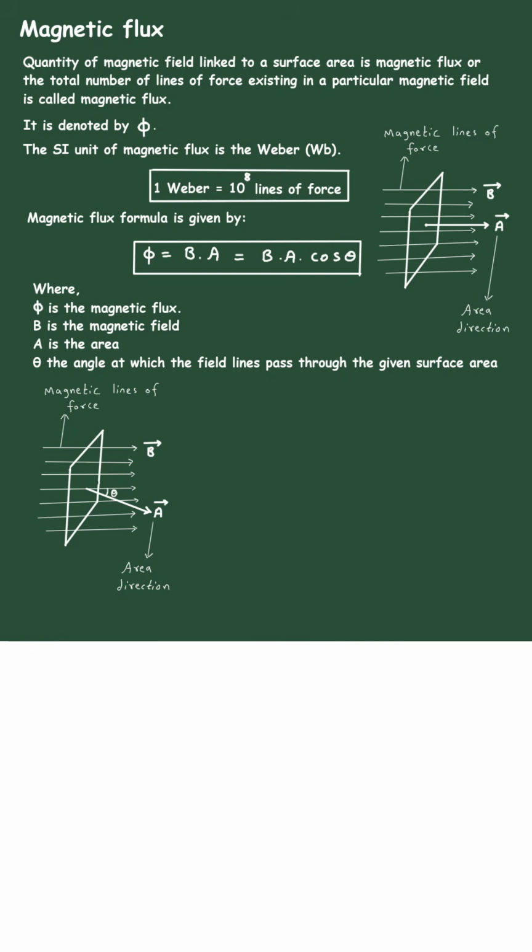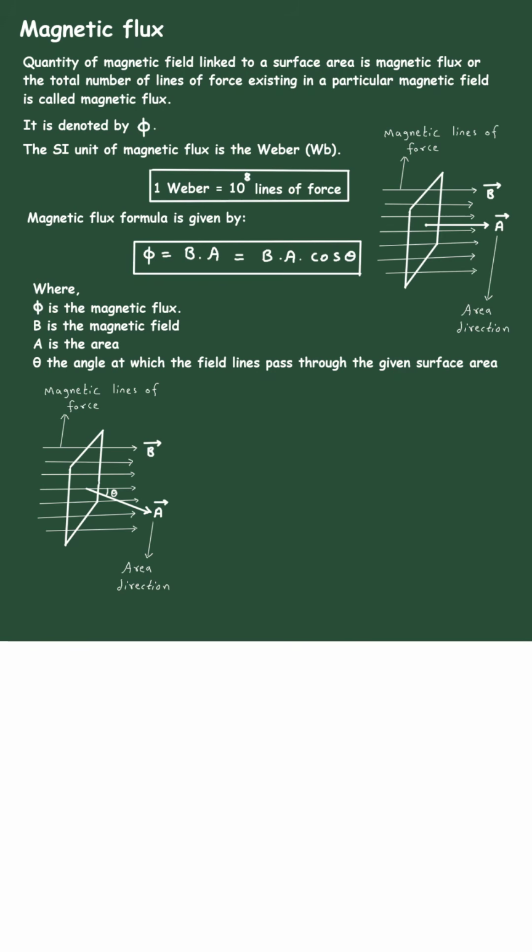This is similar to how much sunlight passes through a window. A bigger window or more direct sunlight means more light gets in. Similarly, in magnetic flux, the size of the surface and the angle at which the magnetic field lines hit the surface both affect how much flux there is.